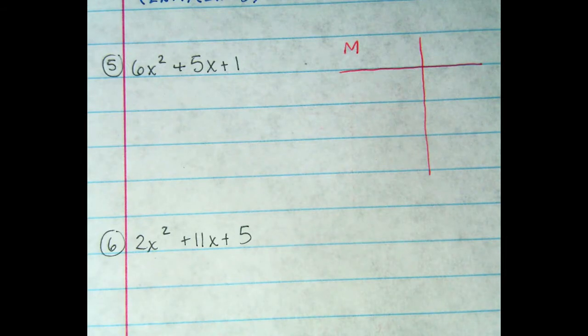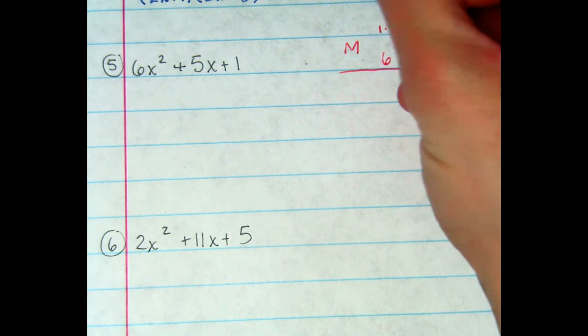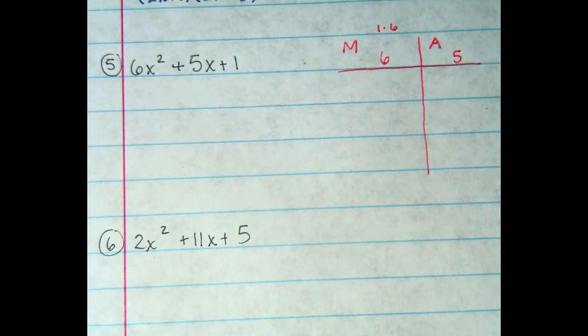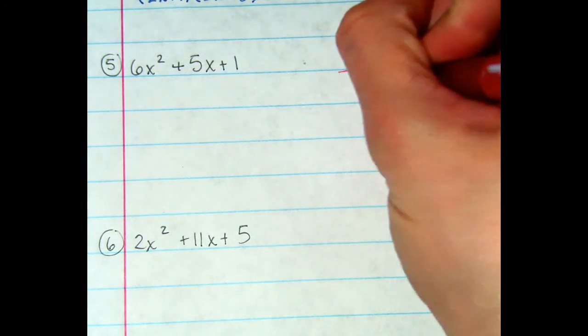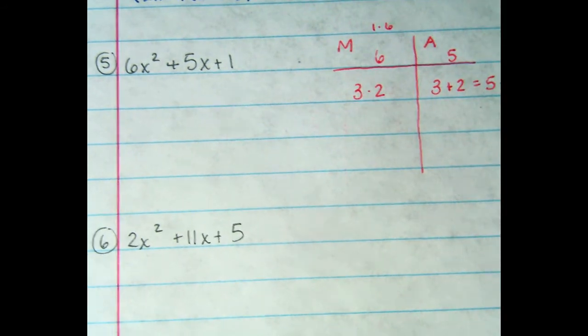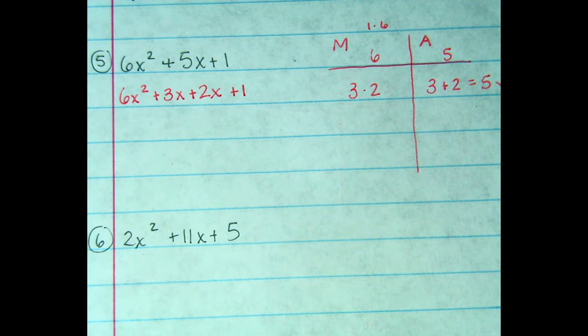Alright guys, what am I looking for things that'll multiply to get? 6. Yes, 1 times 6 and add to get 5. What are factors of 6? 3 plus 2 is 5? Score. Alright, so bring down 6x squared plus 3x plus 2x plus 1. Parentheses, sorry, I was going to forget it.